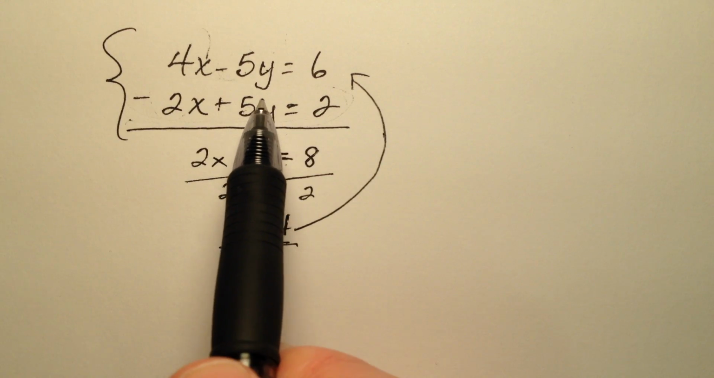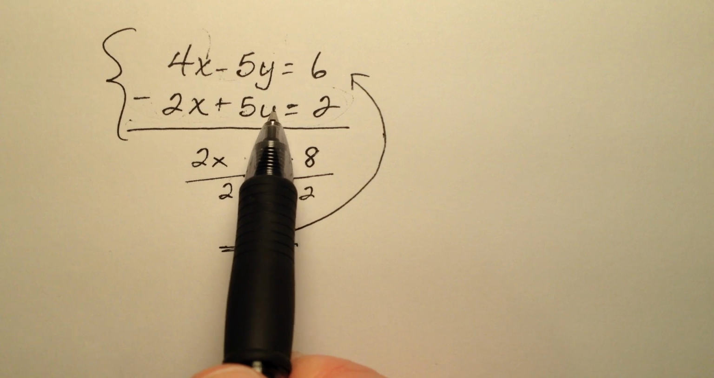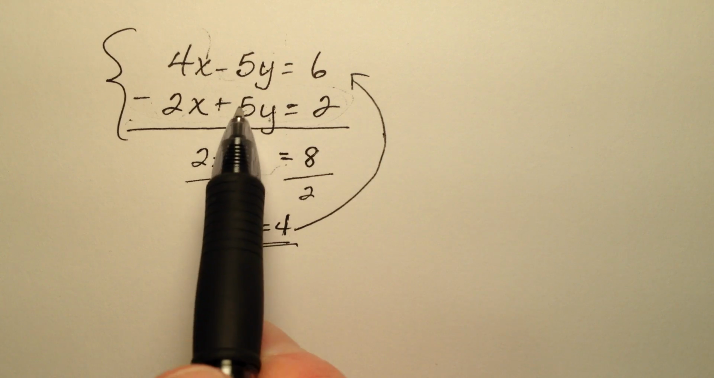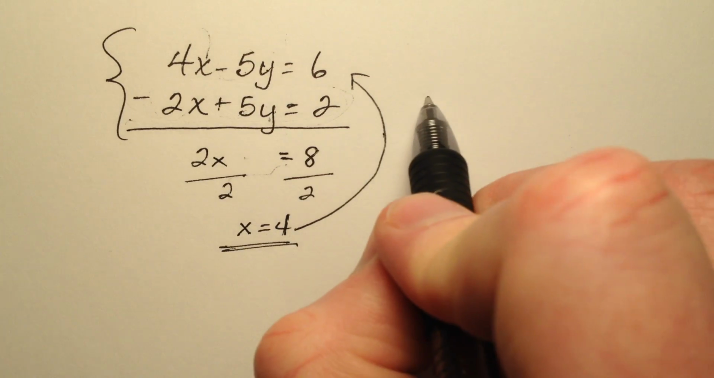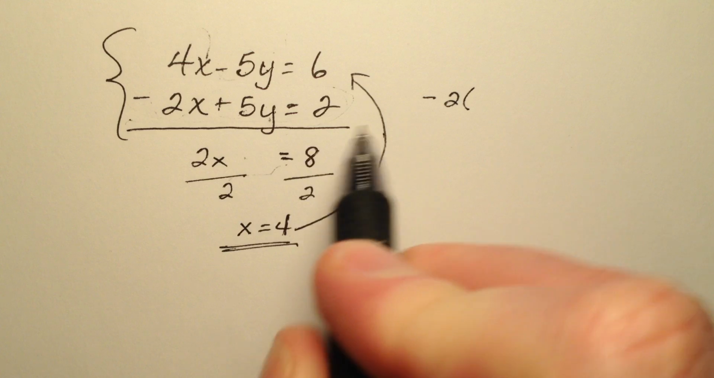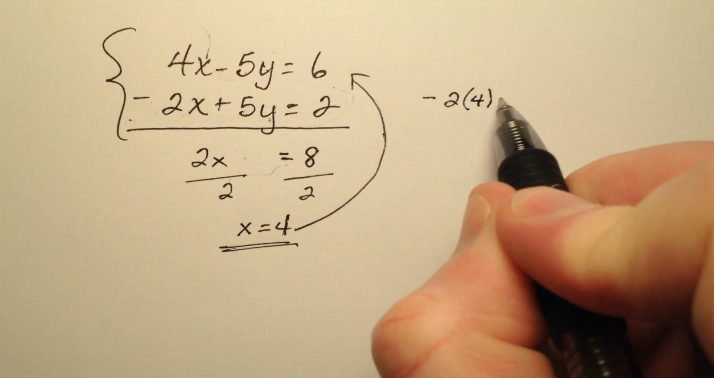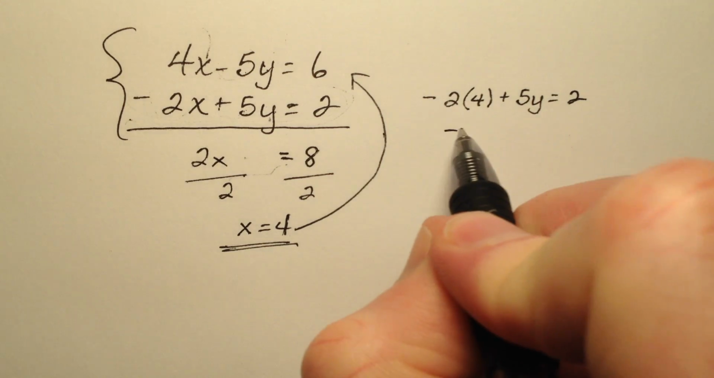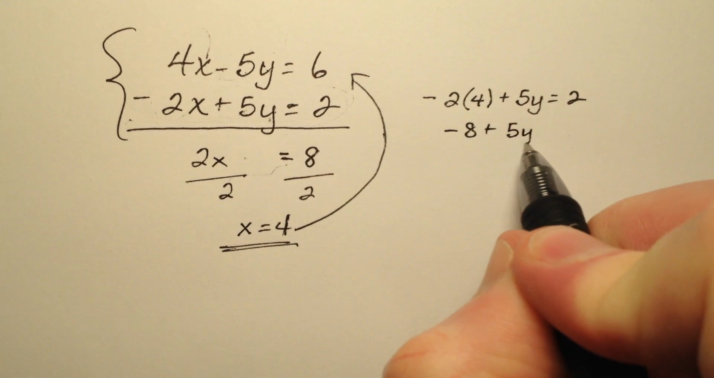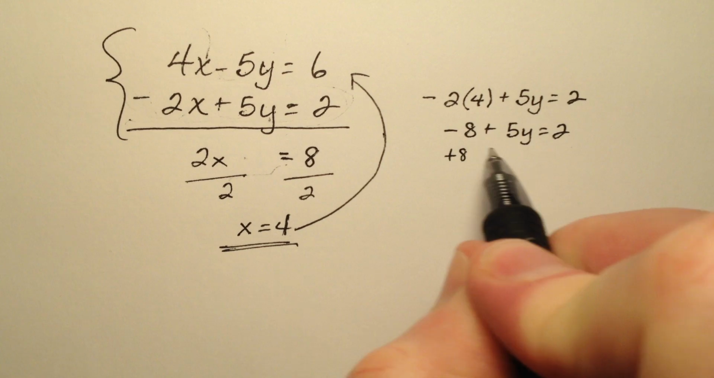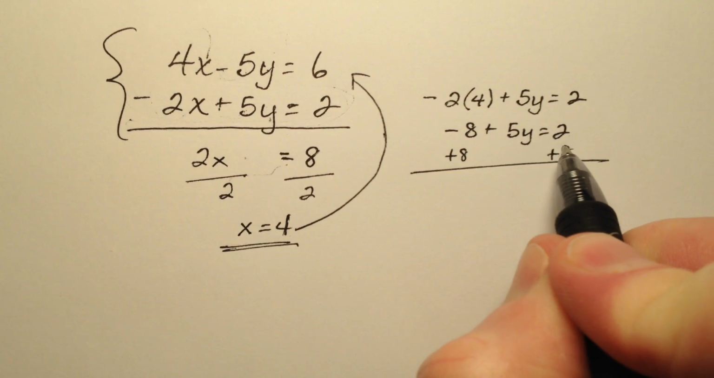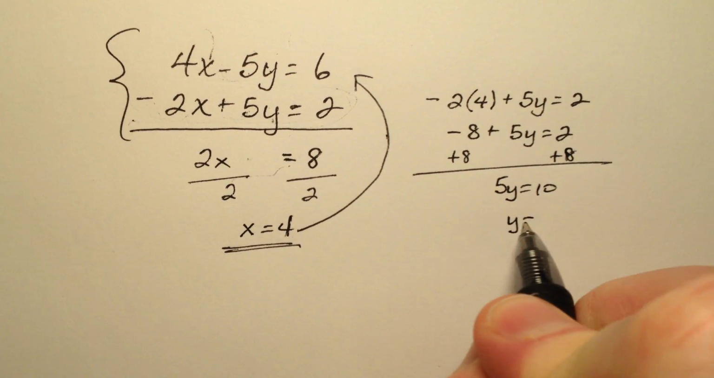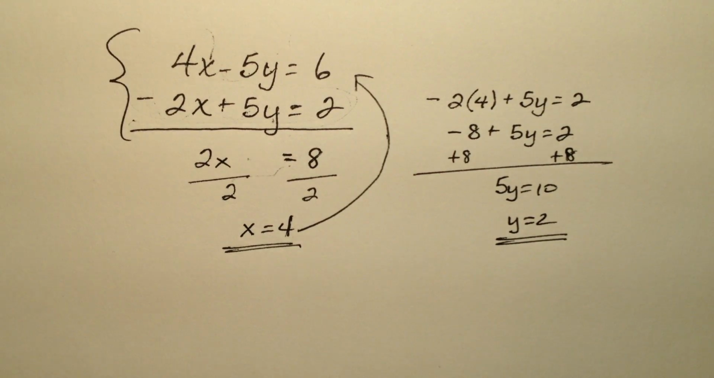The only reason why, maybe, is because the coefficient of my y variable is positive, so no reason other than that really. It won't matter what equation you plug it back into. So negative 2x, and my x is 4, plus 5y equals 2. So negative 8 plus 5y equals 2. Now it's just the process here. Add 8 to both sides. 5y equals 10. And y equals 2.